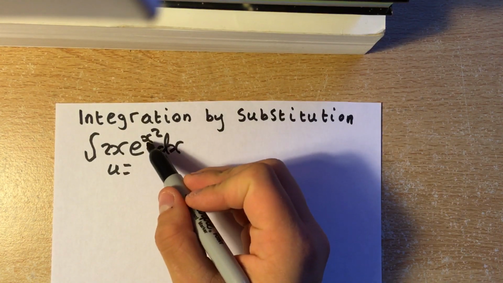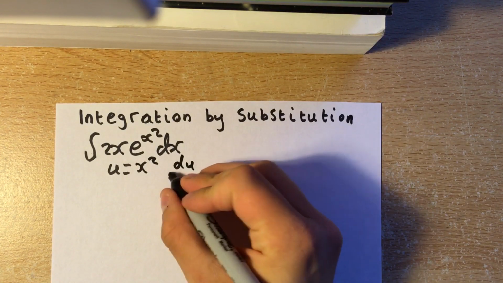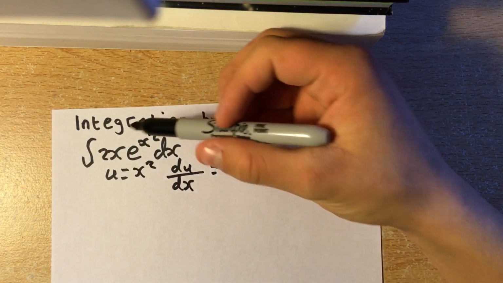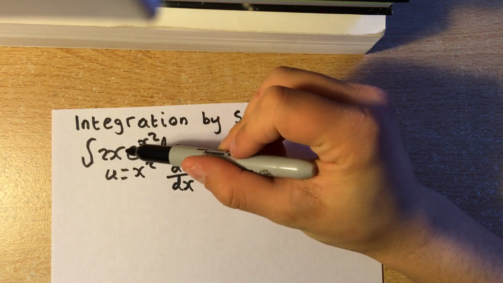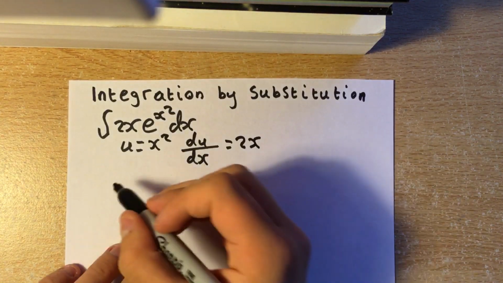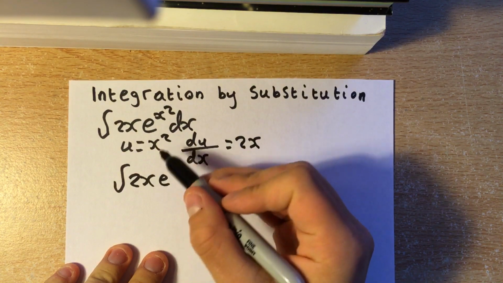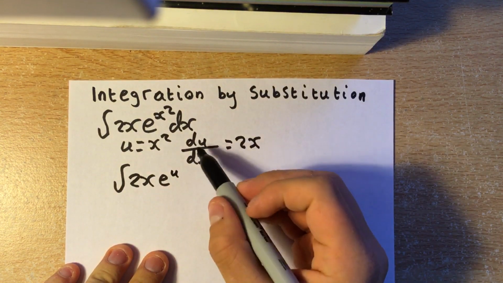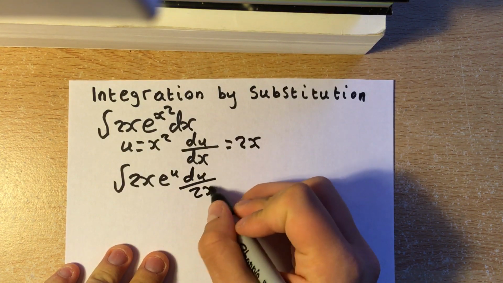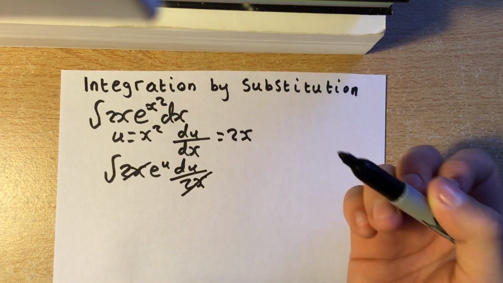So if we use, for example, x squared as our u value, let's differentiate that. We get 2x. Now there's already a 2x in the integral, which means they can cancel out, so this is the right substitution to use. So let's write this again. We have 2x times e, now it's to the power of u, and if we rearrange this, we get du over 2x. Now these two cancel, and all we're left with is u variables, which is what we want.